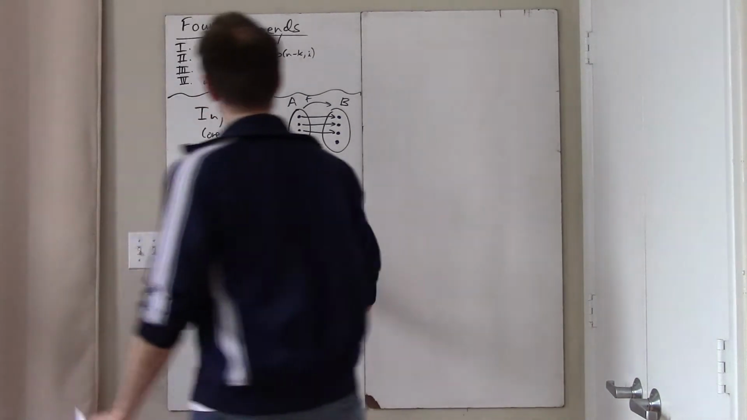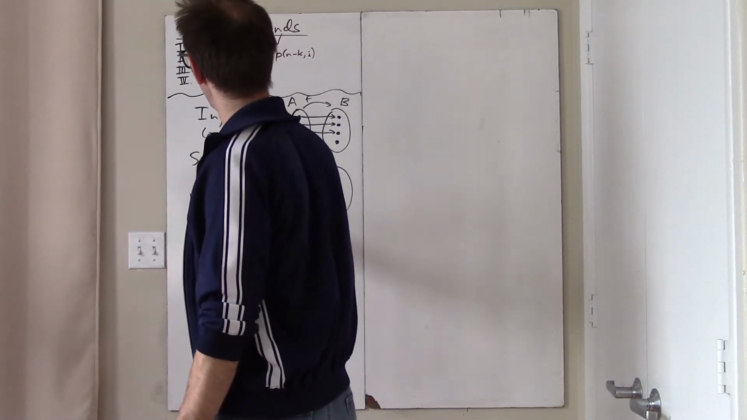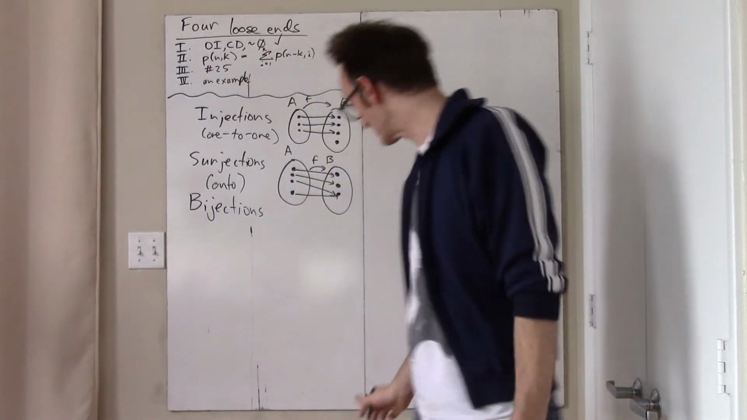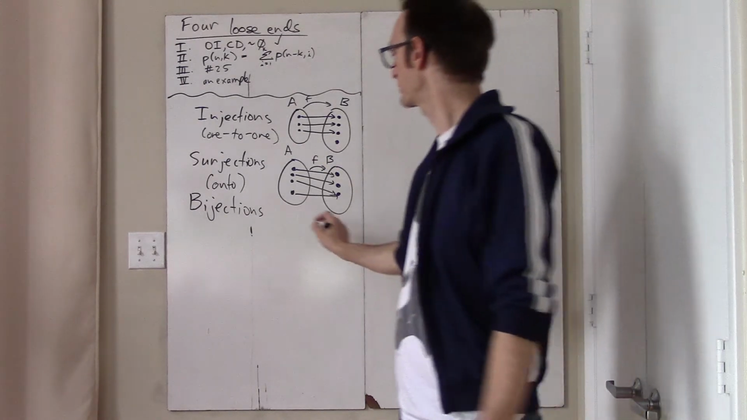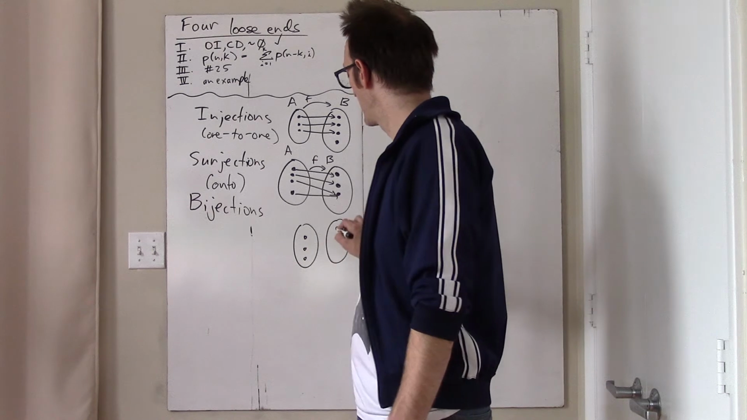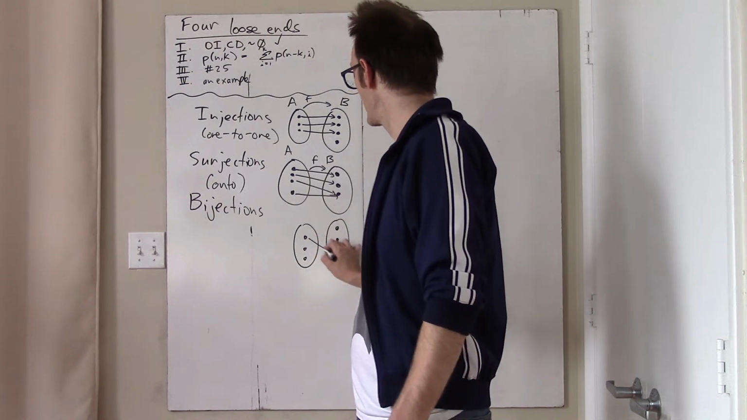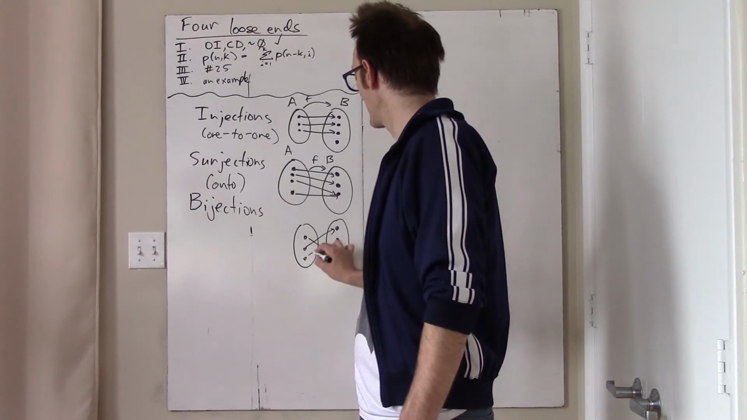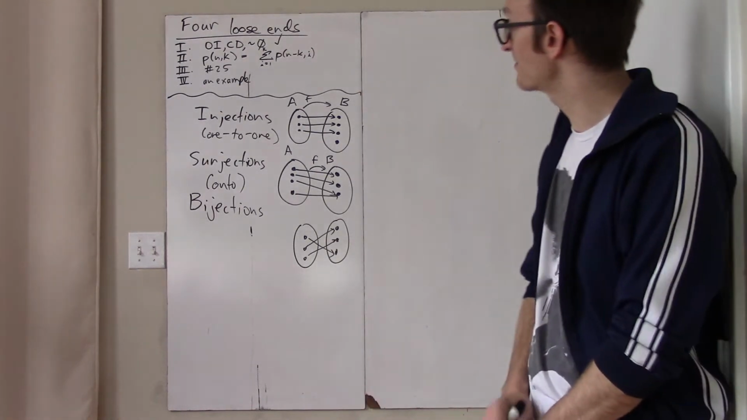And then a bijection, this is sometimes called onto. A bijection is something which is both an injection and a surjection. And in fact, if you have sets which are of finite size, then if it's a bijection, they have to be the same size.